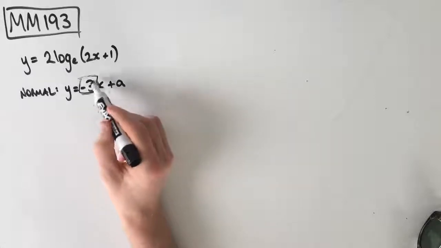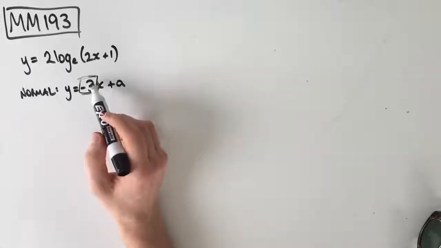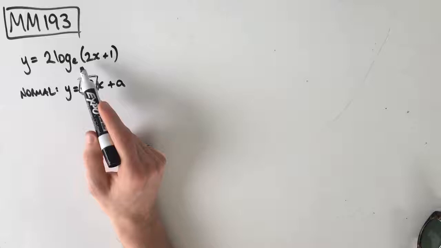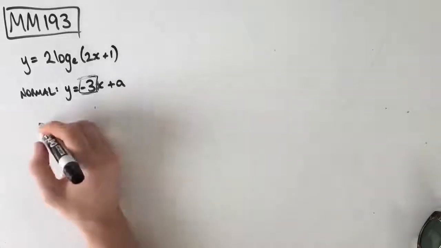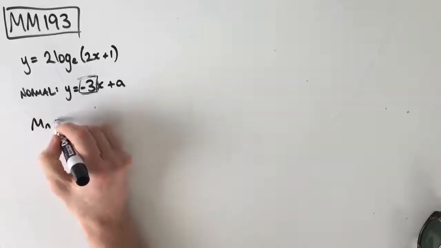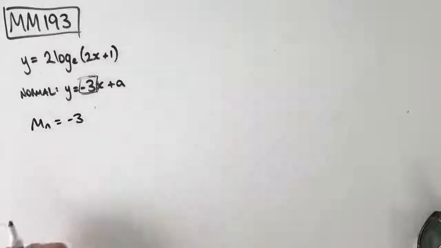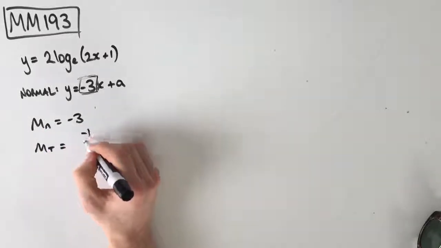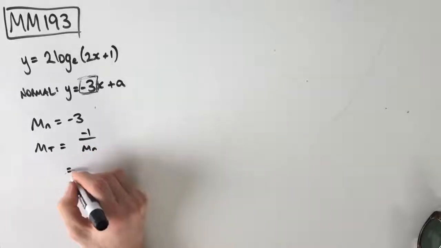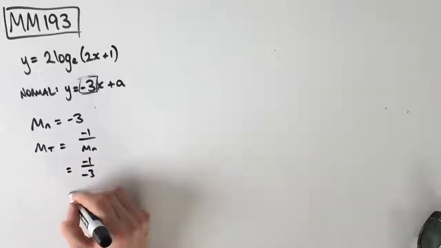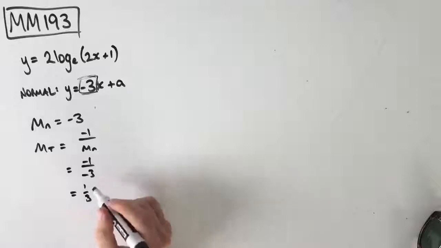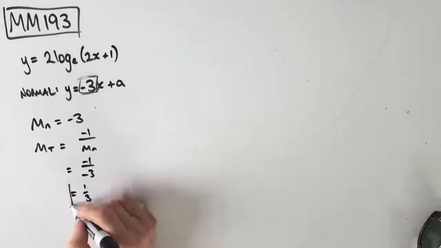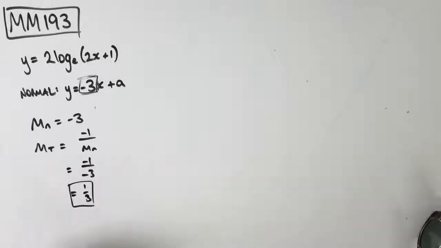Which means that we can find the gradient of the tangent to the function at that point. So if our normal gradient, mn, is equal to negative 3, that means that our tangent gradient is equal to negative 1 over that number, which means we get negative 1 over negative 3, which is 1 on 3. Cool? So that's our first piece of information.